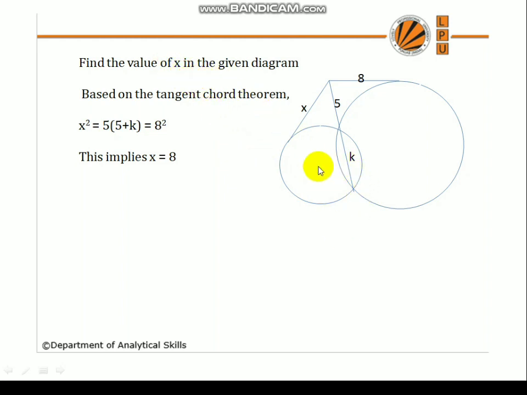Now what does the property say? Square of the tangent equal to 5 into 5 plus K. What is the square of the tangent? x square. So x square is equal to 5 into 5 plus K. On the other side, for this tangent also the same property holds. Square of the tangent, 8 square, is equal to 5 into 5 plus K. So x square is 5 into 5 plus K, and 8 square is also 5 into 5 plus K. As a result, x square equal to 8 square. This implies the value of x is 8 units. Let's see the next problem.